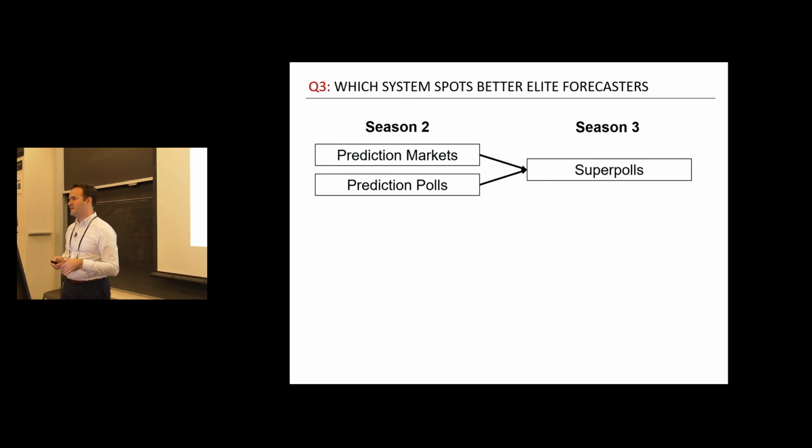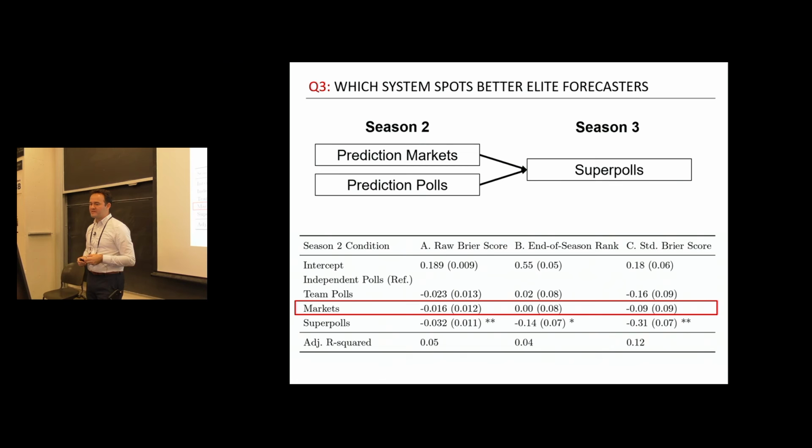And in season 3, they all competed in the super polls. What we found was that the forecasters who were identified in prediction markets did about as well as those identified in prediction polls, even though the market folks had to switch structure. They learned pretty fast, and at the end, they produced forecasts of similar accuracy. The only folks who did better were those who were already superforecasters in the previous year.